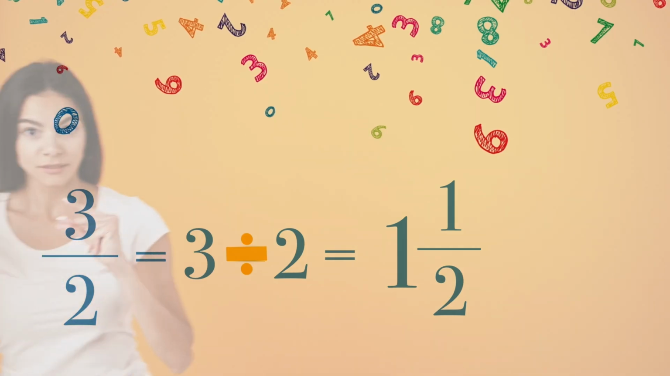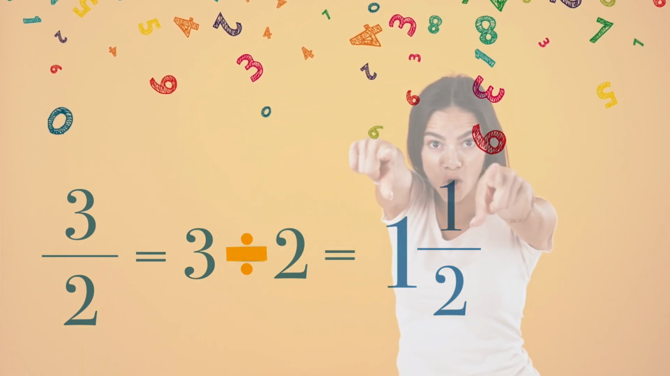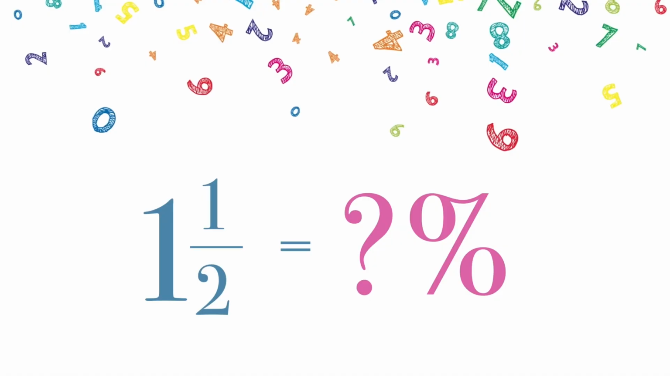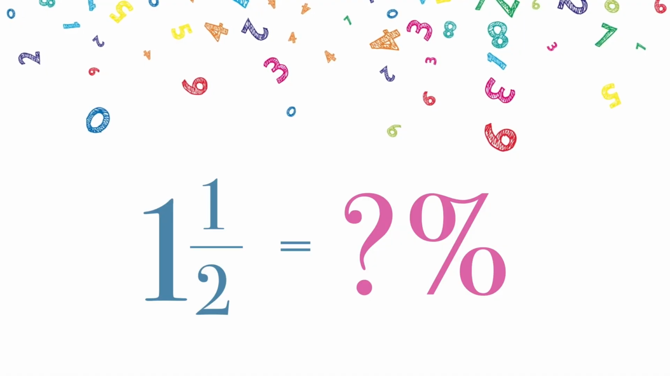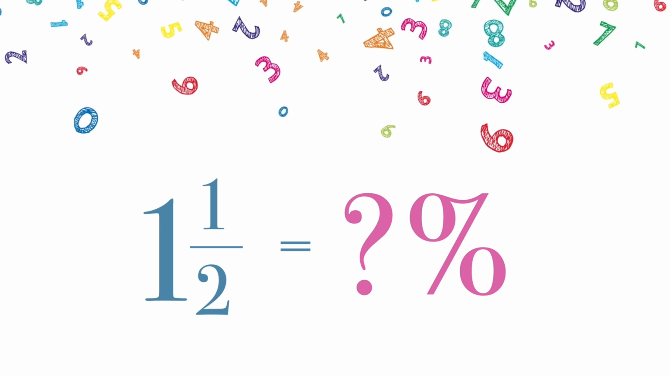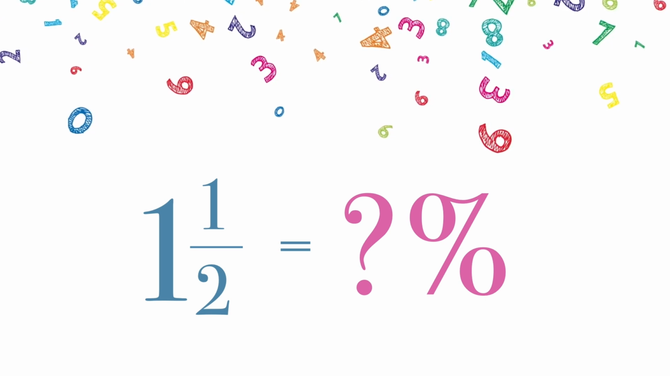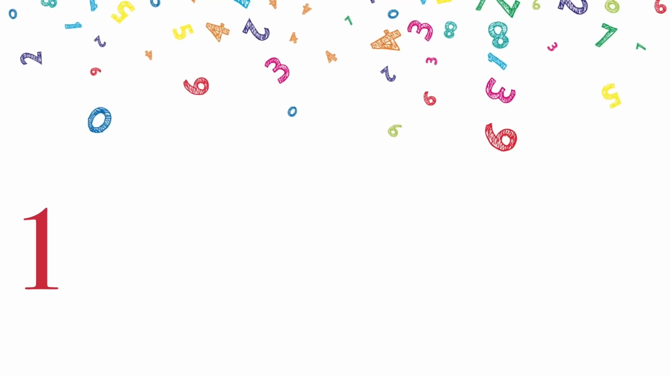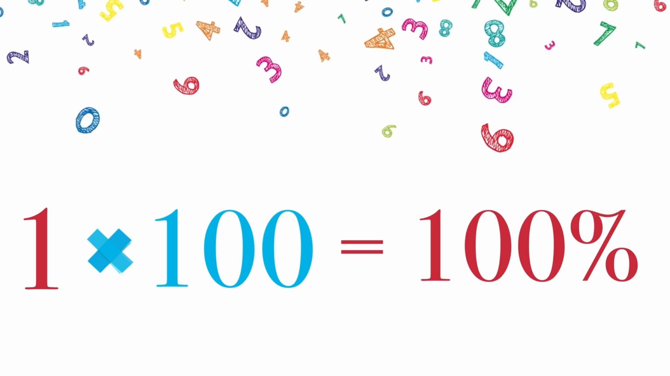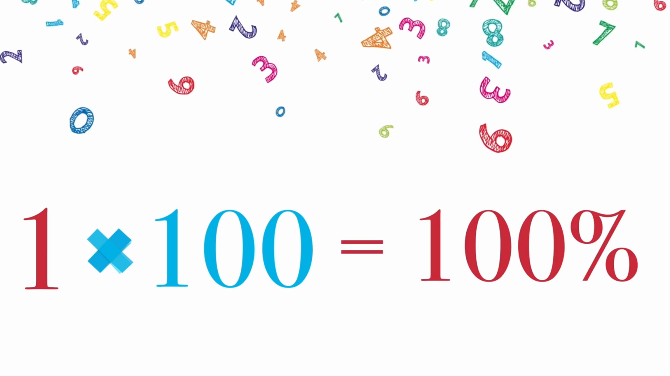What does this mean for you? There's no question you went over your pizza allotment of 2 slices of pizza, but by how much exactly? We can turn our mixed number into a percentage just as we did before. We can achieve this by turning each component of the mixed number into a percentage first. So let's start with our whole number, 1. Remember, to turn a number into a percentage, we need to multiply by 100. This means that 1 becomes 100.